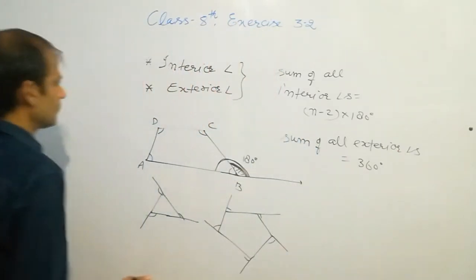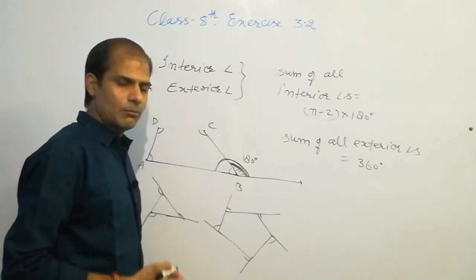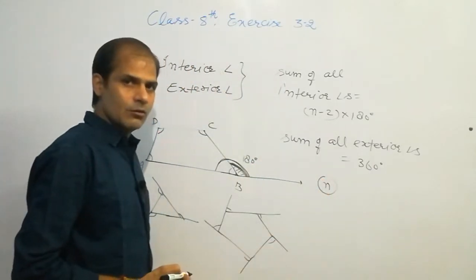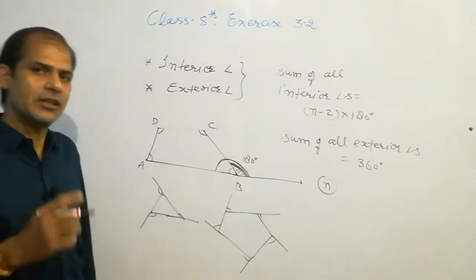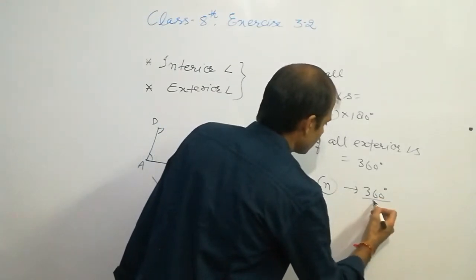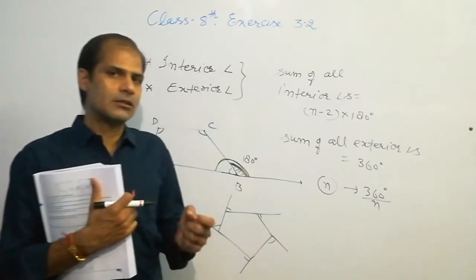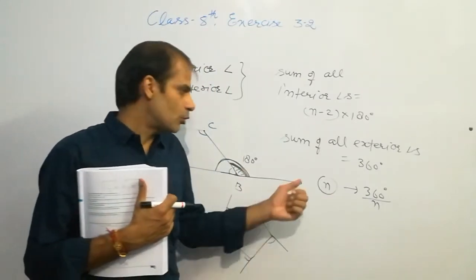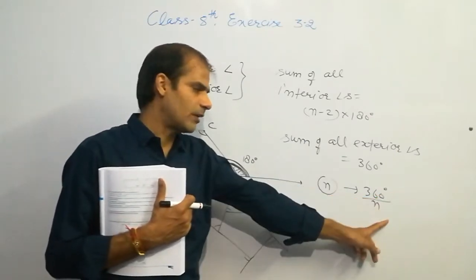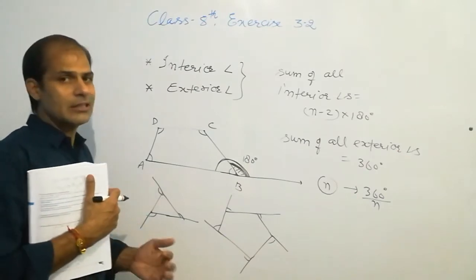One more thing, if we know the number of sides, for example the number of sides is n, then what is the measurement of each exterior angle? So that will be 360 degrees upon n. Okay, for example, in any polygon the number of sides is 10, then what will be the value of its exterior angle? Each exterior angle, so 360 degrees divided by 10, you will get the measurement of each exterior angle.